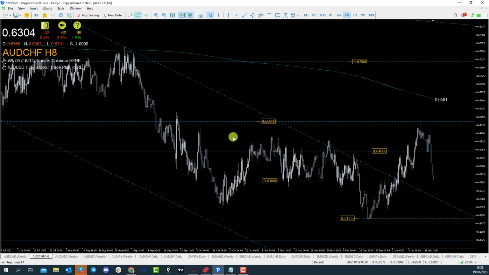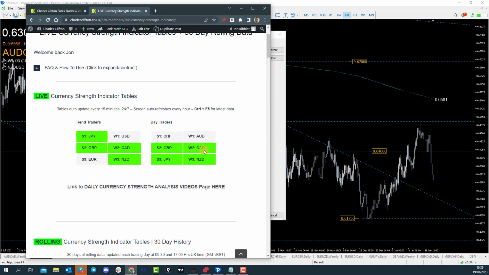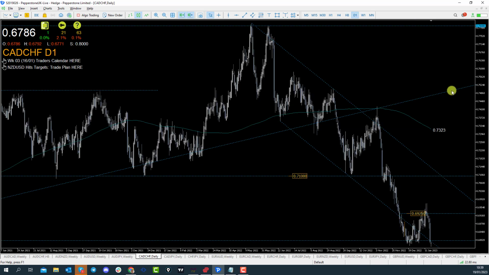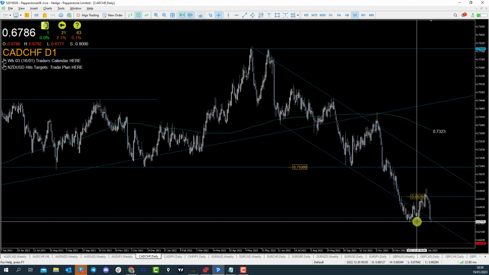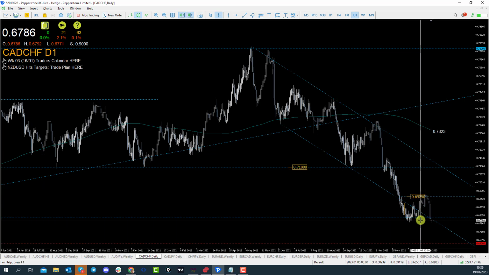If I go back to the tables here, we could also potentially look at CAD Swiss. Like I said before, we did talk about CAD Yen in a previous video this week, so we will quickly jump onto that one as well, because they look fairly similar in what's happening to price action. Now, CAD Swiss has come into a key low here, around about the 0.6775. So an aggressive move into that level.